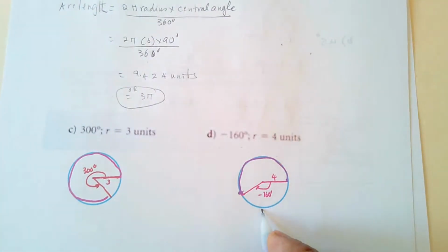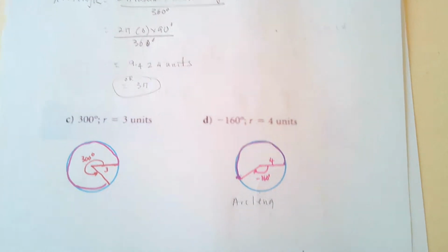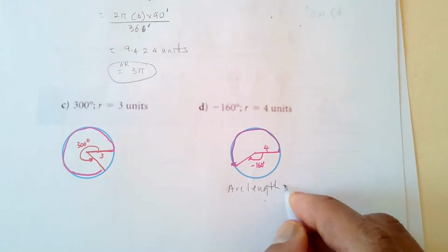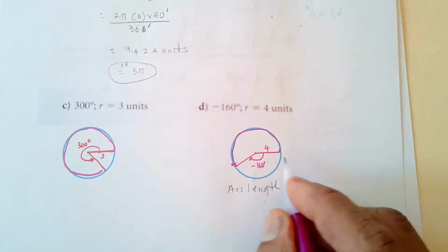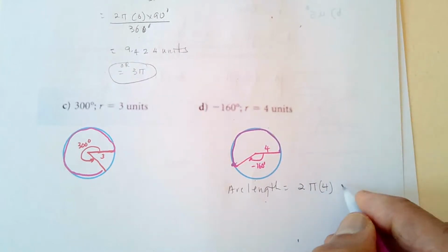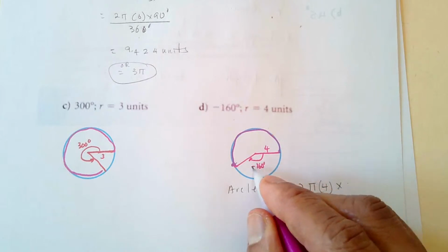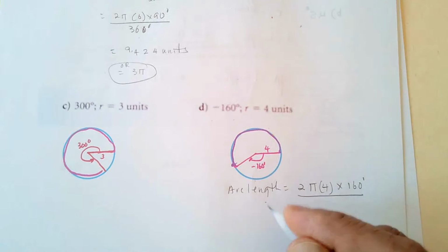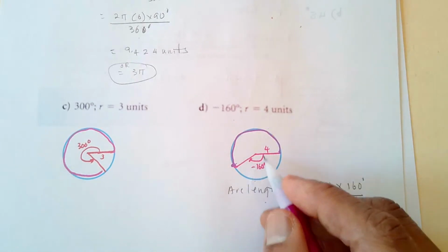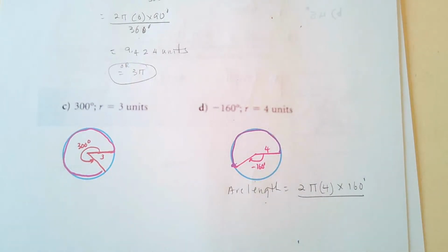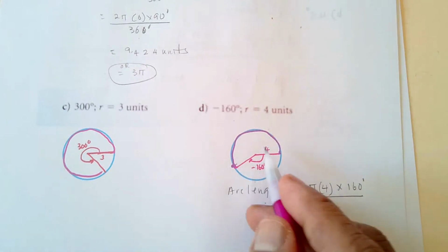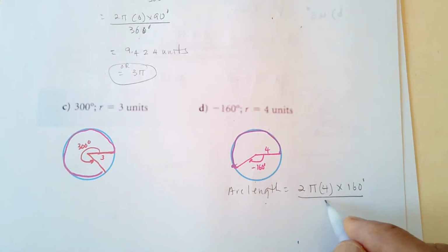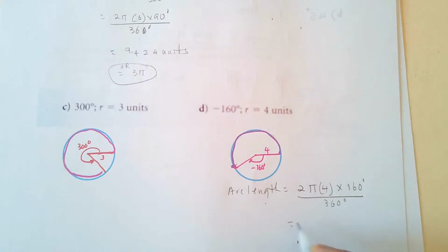So for this, the last one, d. The arc length is equal to 2 times pi. The radius is 4. Multiply the central angle here, which is 160. It doesn't matter, in this case there's no negative. The negative just indicates the direction of the measurement of the angle. This is going clockwise, therefore it's negative. And this is 360 degrees.